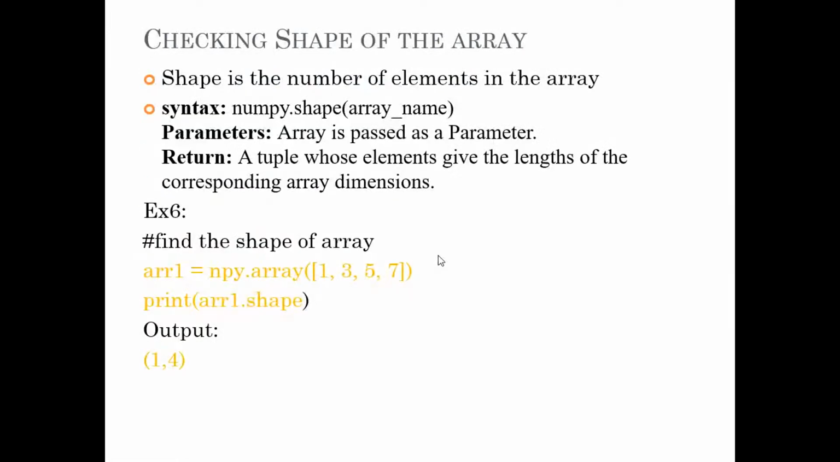Checking the shape of the array. In terms of matrix capacity, it is the order of the matrix. Shape is the number of elements in an array. The numpy dot shape or np dot shape, with the array name you have to provide in the parentheses, will give the return value as an order. Array is passed as a parameter. The return value will be a tuple having these parentheses, a tuple whose elements give the length of the corresponding array dimension. So the returned value will be the tuple.